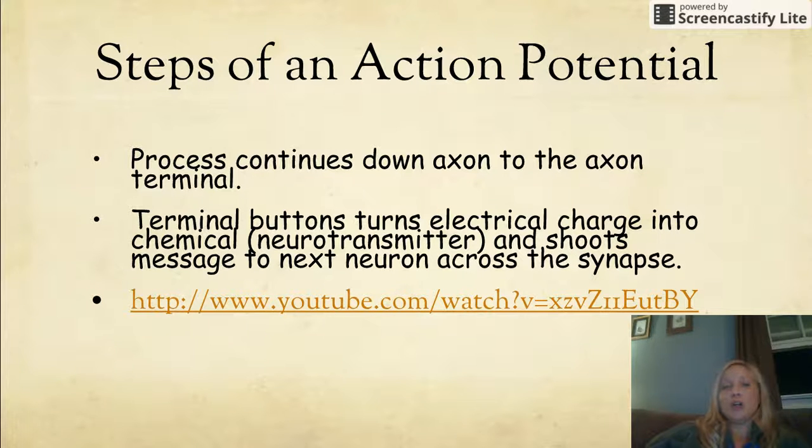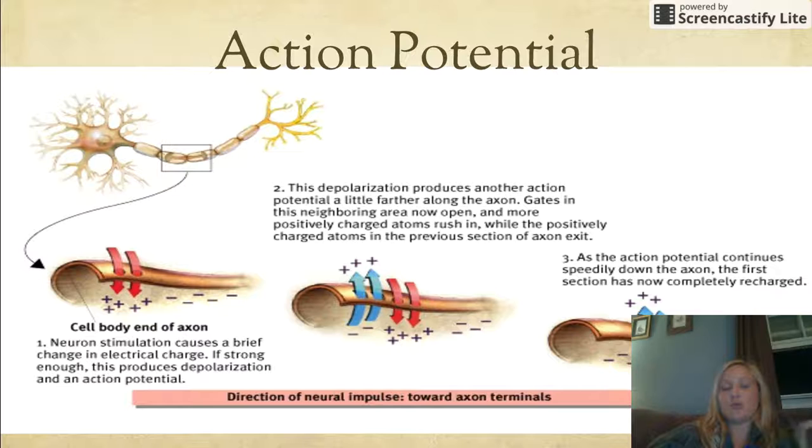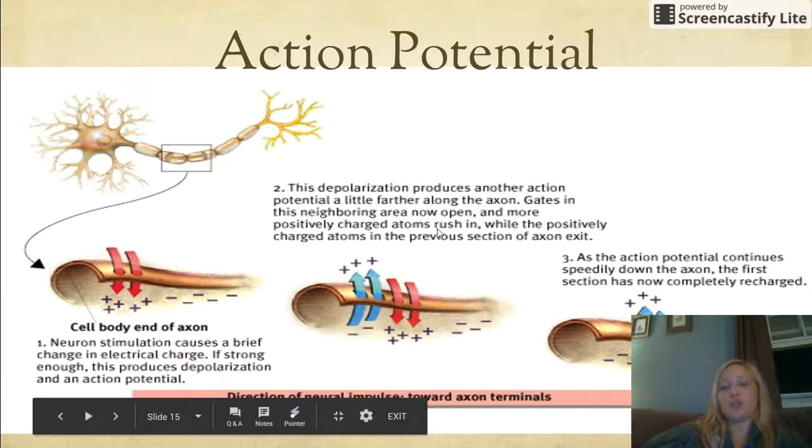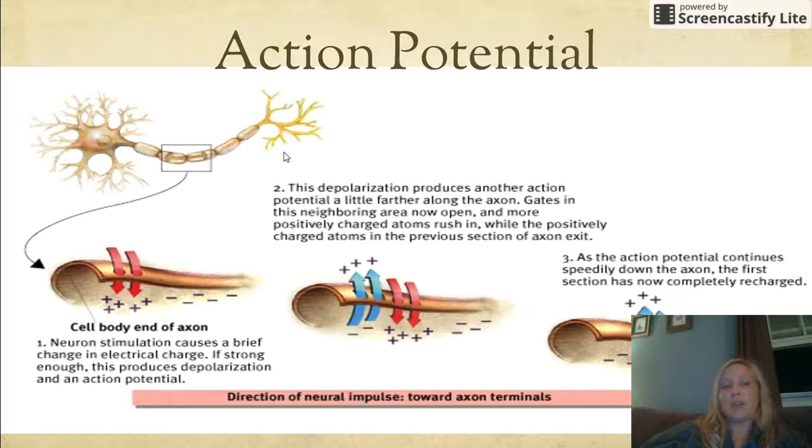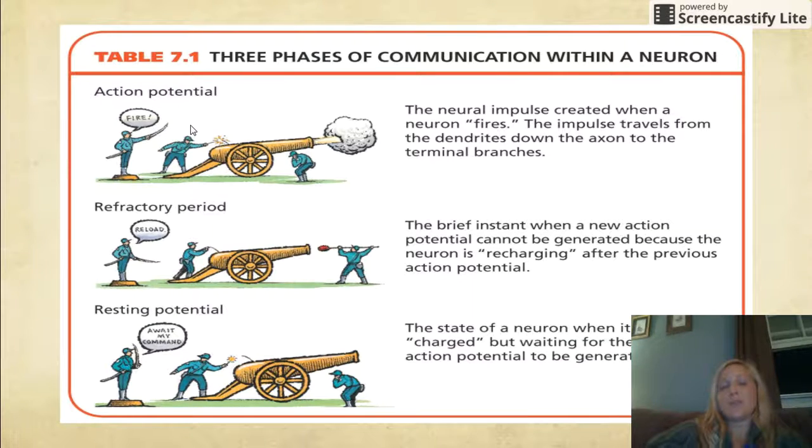Okay, so steps of the action potential, I kind of just mentioned that. This is the image that shows what's happening with depolarization, a zoom in on the axon as the action potential is occurring.